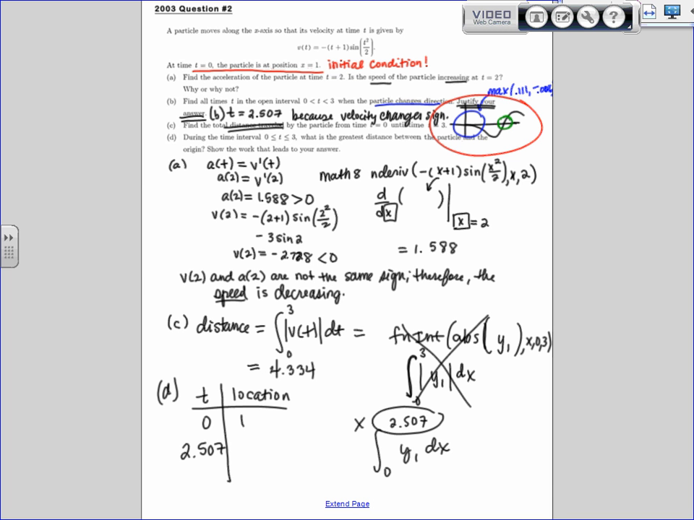Okay, so I'm going to do math 9, and I'm going to go from 0 to X, or in this case, I just stored it as A. And I'm going to do vars, y vars, function y1, and dx. Okay, and when I do this, I get negative 3.265. So that means during that time interval, I've now moved backwards.